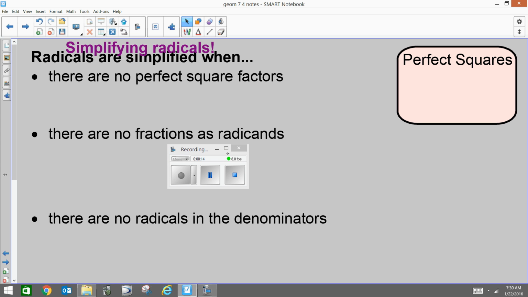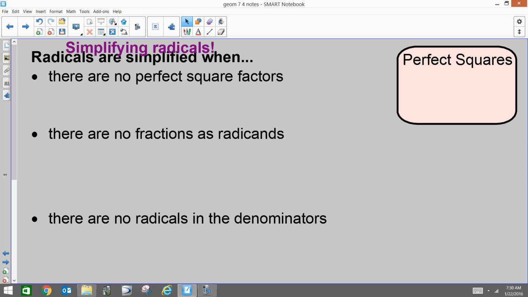We're going to start, before we do 7-4, we're going to do some review of algebra. Again, I'm assuming that you've heard this before, but just in case, here's a quickie lesson on how to simplify radicals.